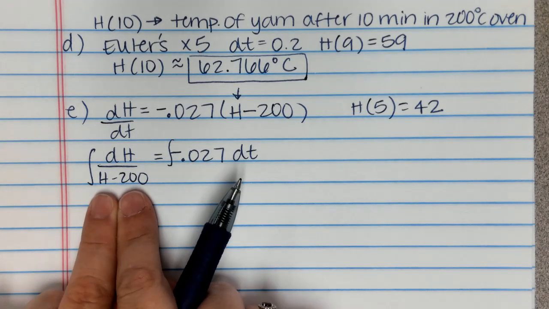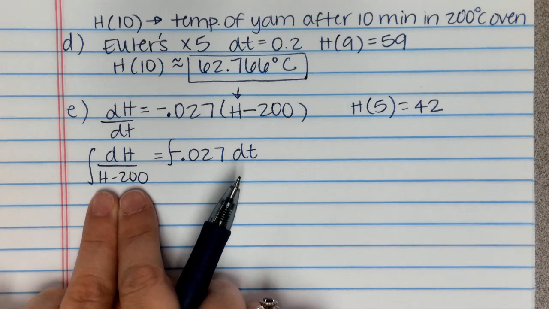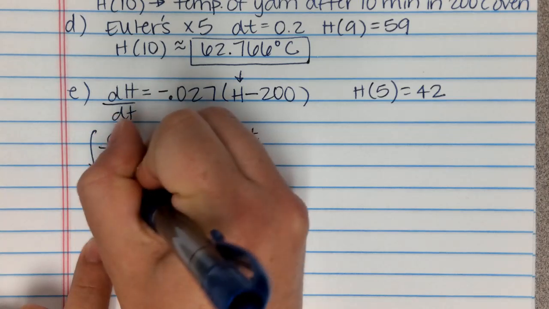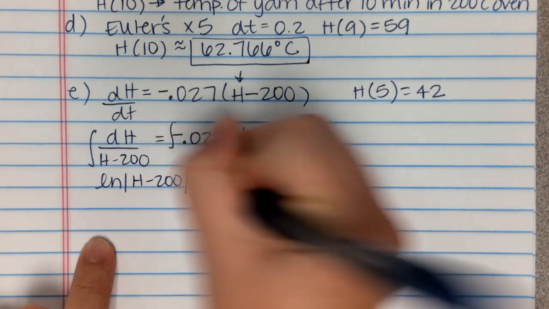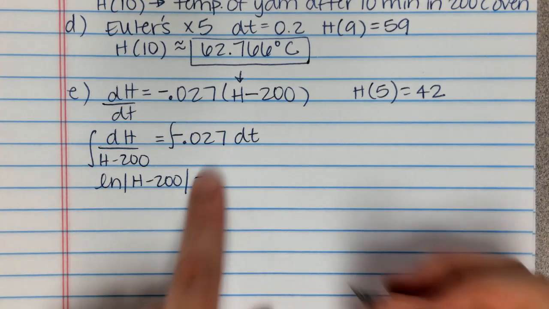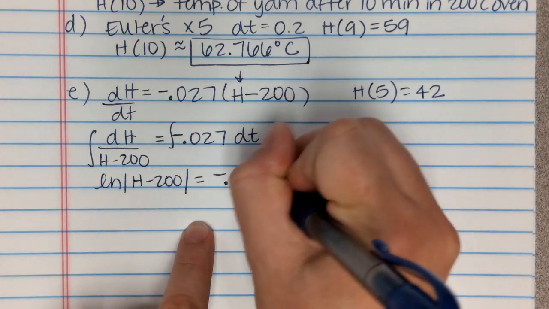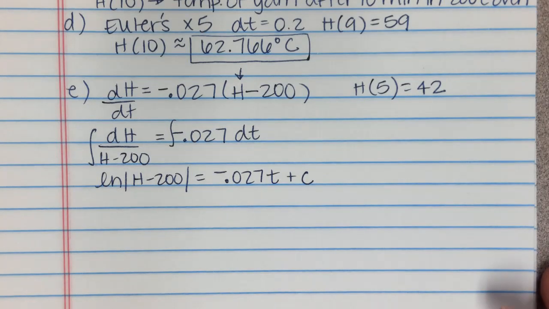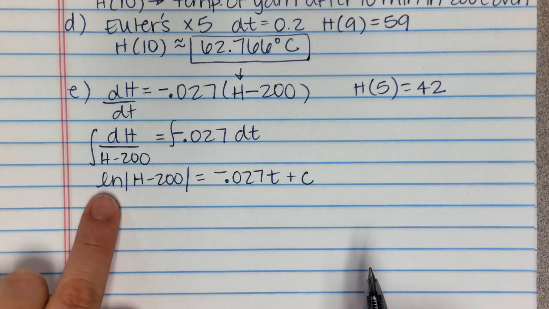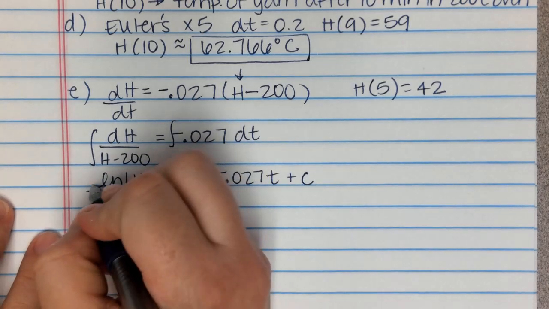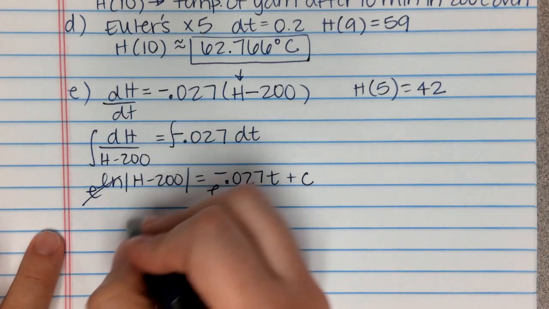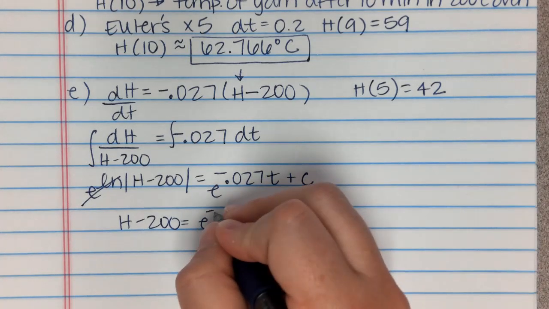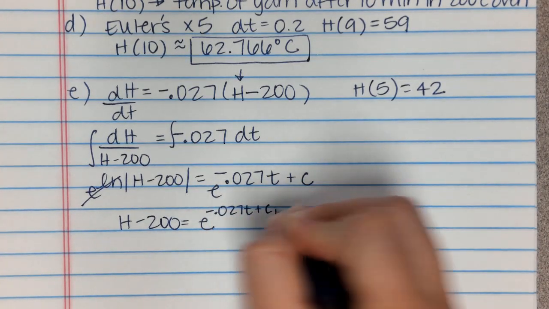Take the antiderivative of dH over H minus 200. That is a natural log. Negative 0.027 t plus C. Little t. Make sure your little t and your big T's look different. For sure. Alright, got to get rid of the log. We're going to exponentiate both sides. Cancel. H minus 200 equals e to the negative 0.027t plus, that's a C1.